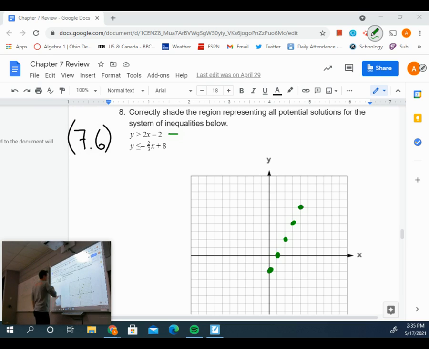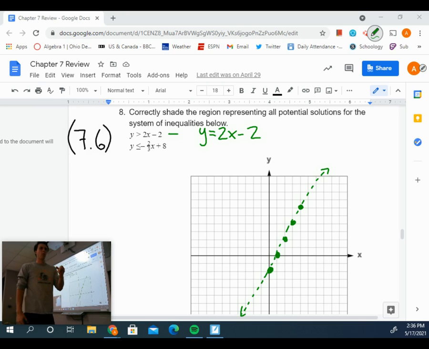Now there is no equal to here, so while these points represent the boundary, this boundary is going to be dashed. Because without there being an equal to symbol, points on the boundary will not make the inequality true. Essentially we just graph the boundary of this inequality by graphing y equals 2x minus 2, but points on that line do not make that inequality true. So we will put a dashed line through our boundary. It indicates where the boundary is, but also indicates, hey, points on the boundary don't make the inequality true.